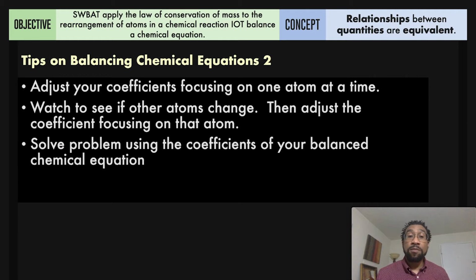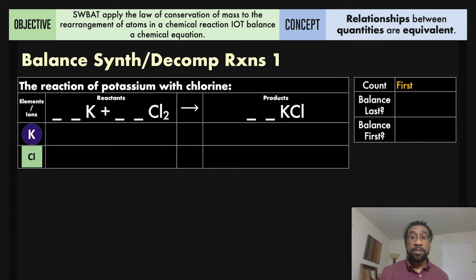And we solve the problem when we finally get to that last atom, because we identified which atom we balance last at the very beginning. As soon as we balance it, that's when we know we're done. And you'll see that the number of atoms on the left side and the right side are equal to one another. Okay, here we go.